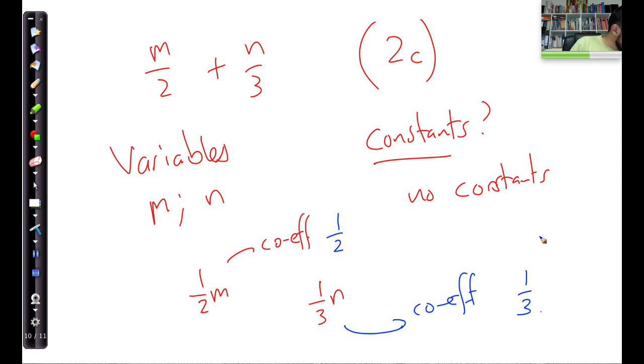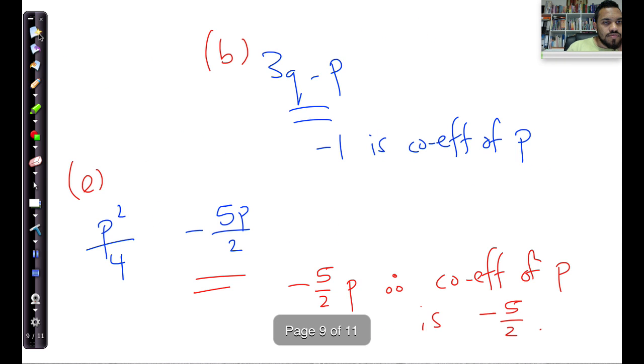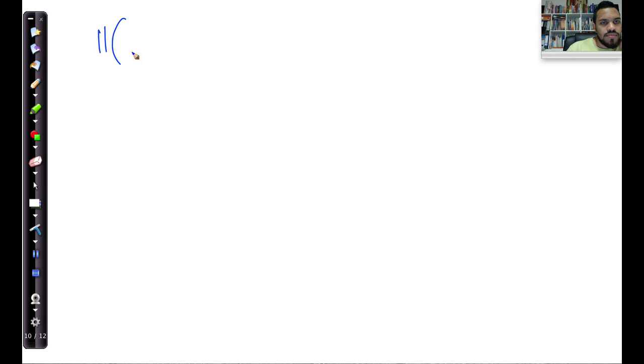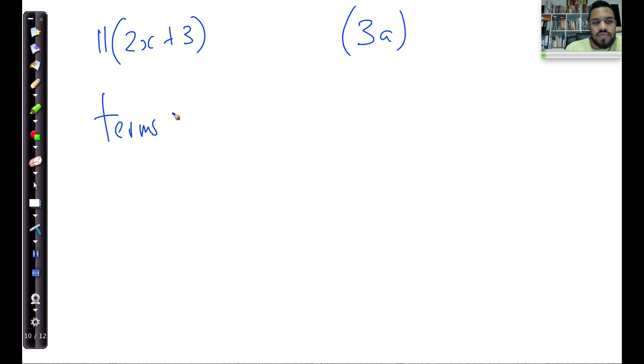Question number 3, they ask you for the number of terms, and I'm just going to do the first one with you. Sorry. 11 into 2x plus 3. This is question number 3A. They ask you for the terms and also the number of terms. So each term you're asked to give. And in this case, there's only one term, which is 11 into 2x plus 3.